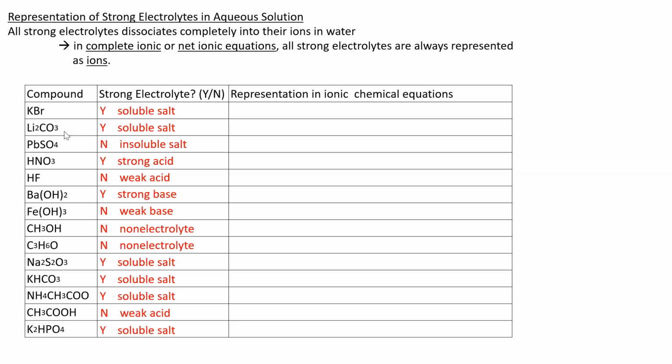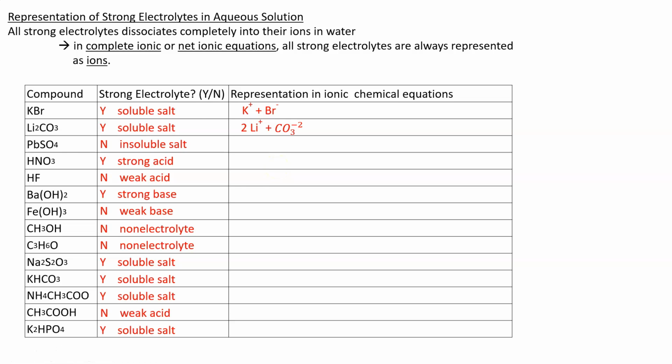So how do we represent these in ionic chemical equations? Well, look at KBr, for example. It's going to dissociate completely because it's a strong electrolyte. It's going to break up into its ions. I have one potassium ion, one bromide ion. So my representation would look something like this: K+ Br-. Over here, this one's also going to split apart. But I have 2 lithium ions because I have a subscript of 2. And then CO3 is a polyatomic ion with a 2- charge. So I'm going to have 2 lithium ions and 1 carbonate ion.